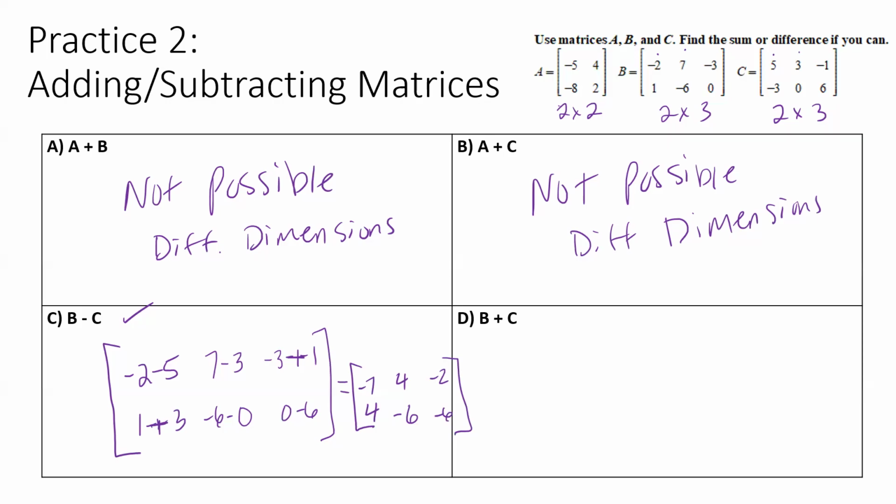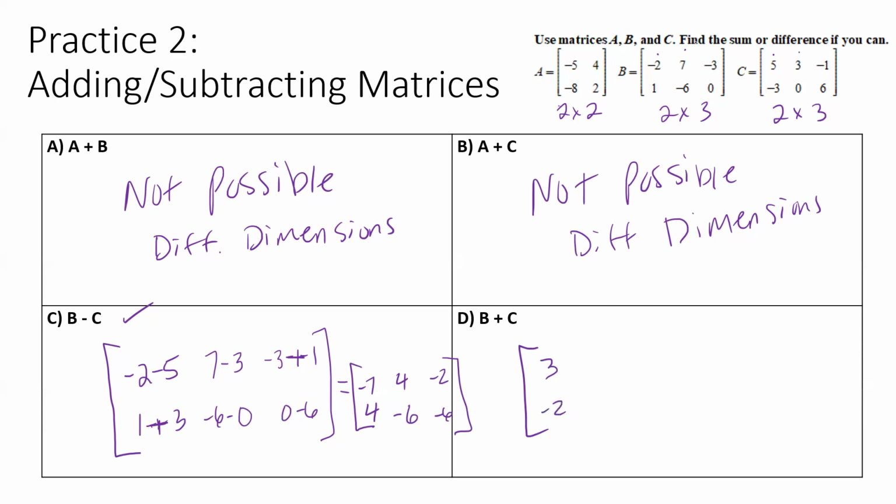How are we feeling about addition and subtraction? Easy peasy, right? All right, so we're gonna do it out loud. Here we go. So B plus C. So we're starting off with negative 2 plus 5. What is negative 2 plus 5? 3.